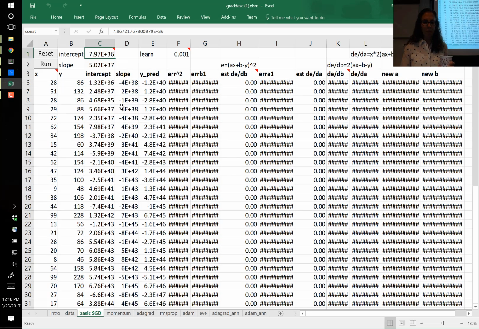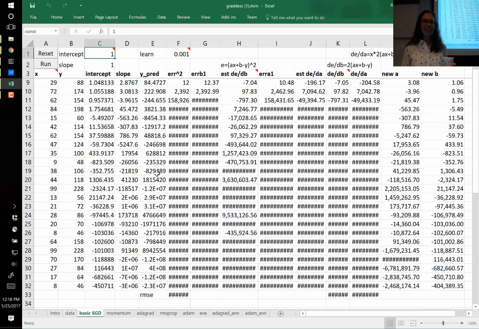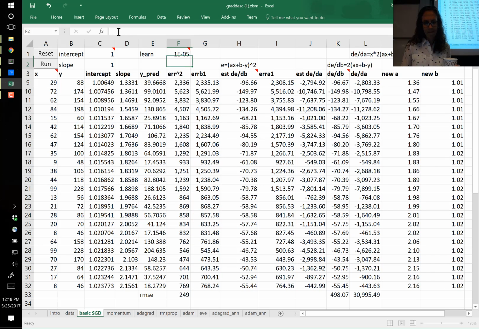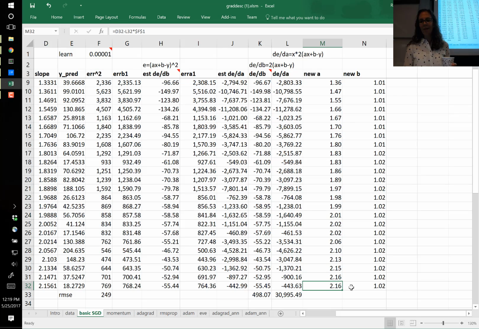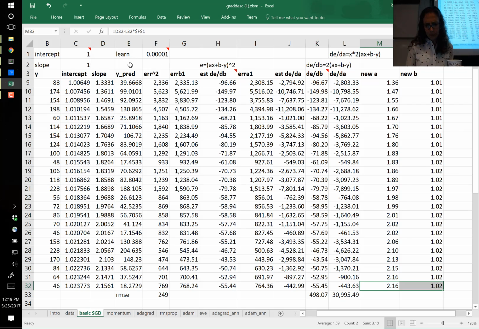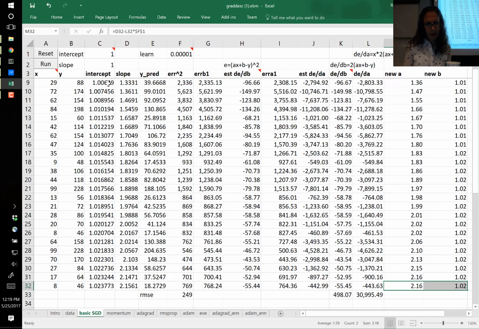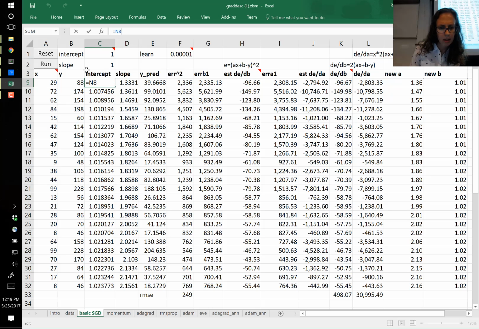Yeah, that's a great point. Let me reset this. As Jeremy was saying, what this does is it takes the new A and B from the very bottom, which is what the macro does, and then puts them back up here for intercept and slope. Yeah, so you can see that's picking off the column C.